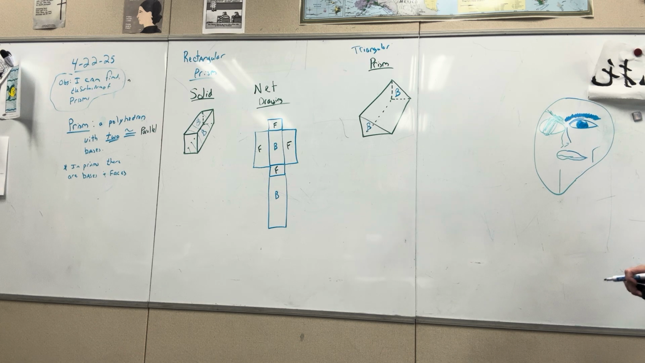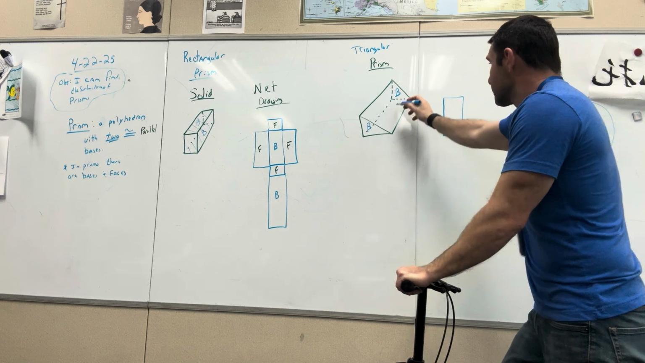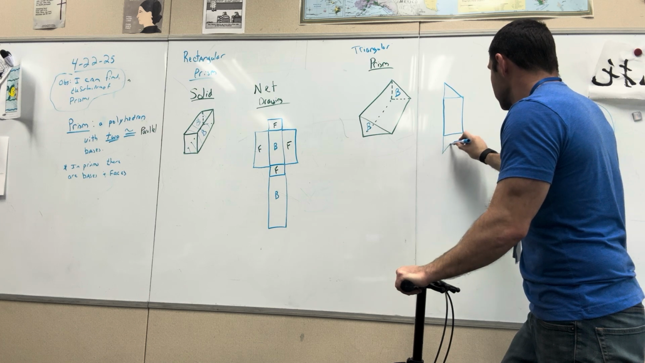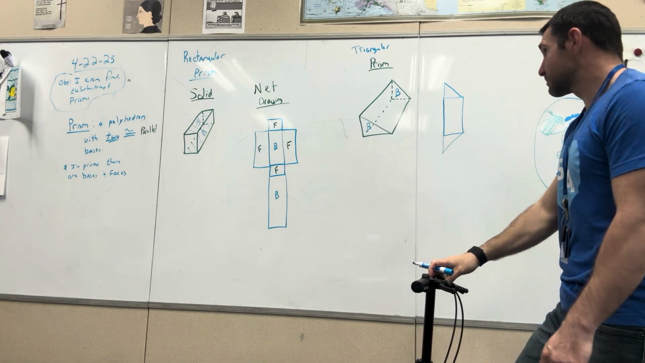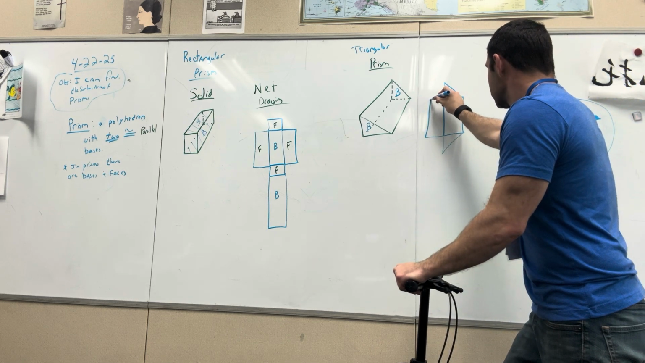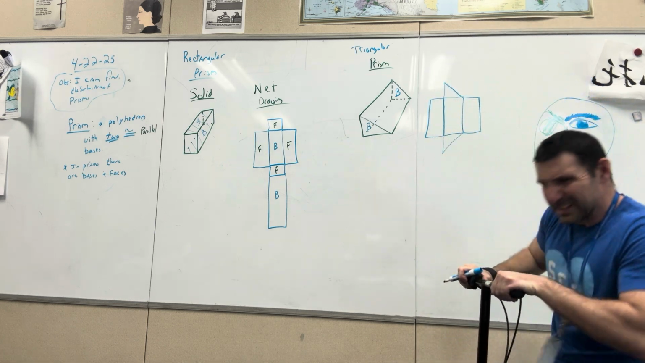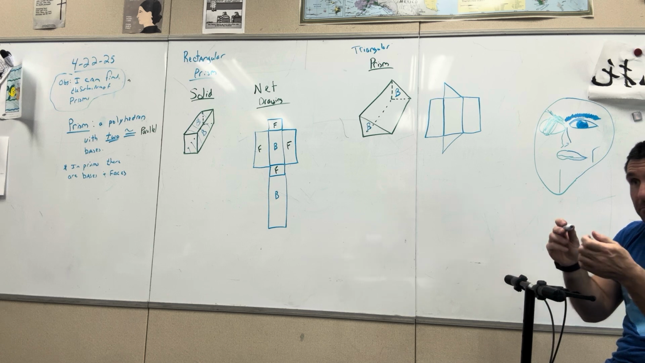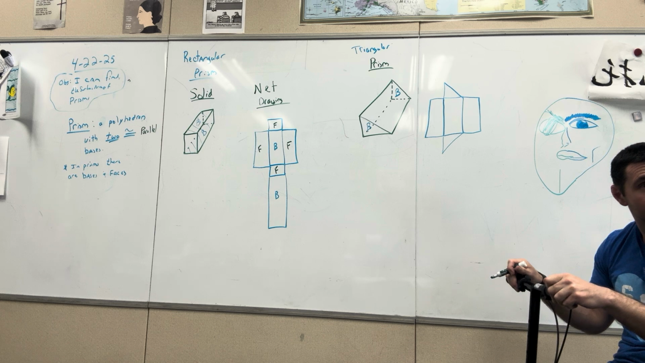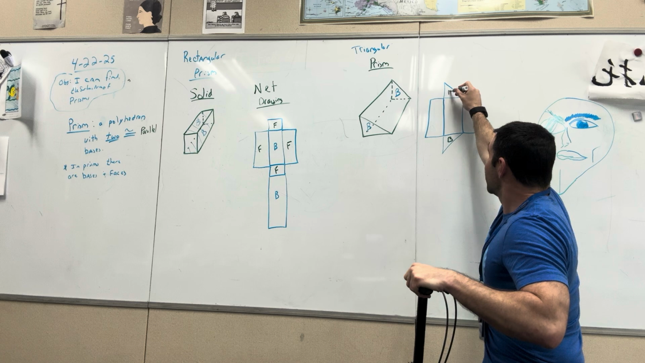So now, how would I draw this? Well, watch this. So I'm going to start with my triangle. Or no, that's not a triangle, Mr. H. Starting with this rectangle. Still with me? Will that work? Yes. What are the bases? The triangles. Those are my bases.